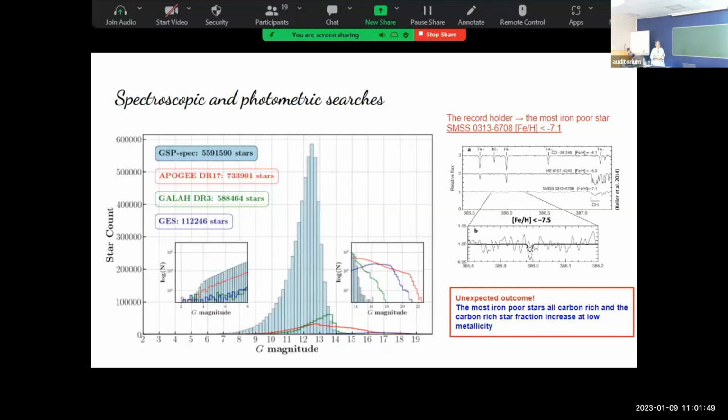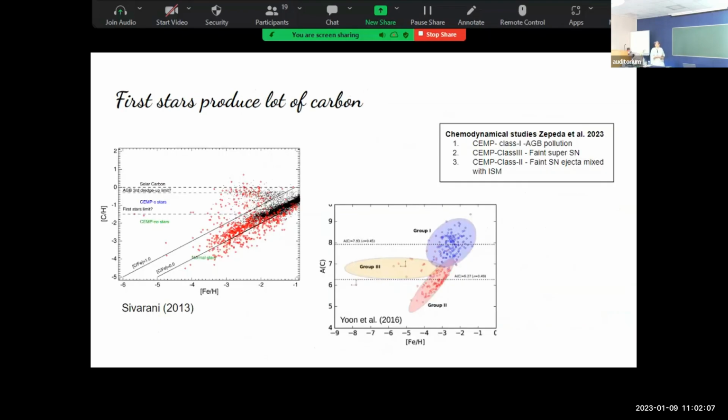So one of the unexpected outcomes of all these surveys was that most of the iron-poor stars are carbon rich. As you go to the metal-poor end, they are all found to be very carbon rich. That is an unexpected thing which people had not looked at. So what we think is that the first stars probably made a lot of carbon. These are some of the plots showing carbon and metallicity. Metallicity is a kind of proxy to time, where metal poor is earlier and metal rich is later.